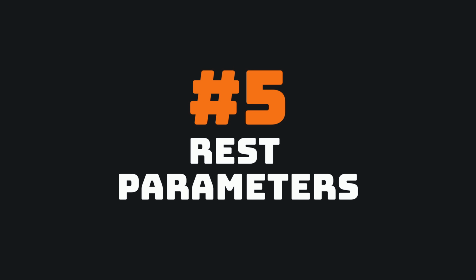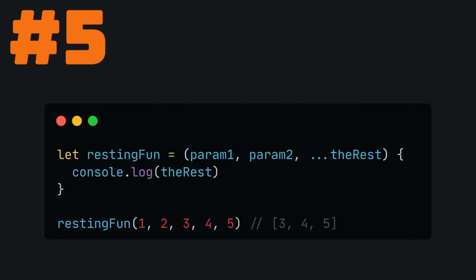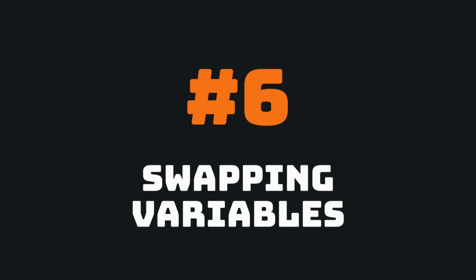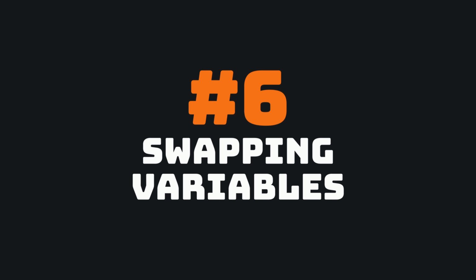Number 5, rest parameters. If you're creating a function but not sure how many parameters you need, you can just create a rest parameter to scoop up all the extra arguments and put them into an array you can use for whatever you want. Next up is number 6, swapping variables.